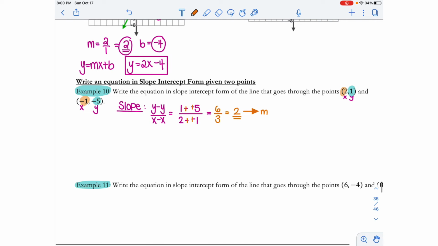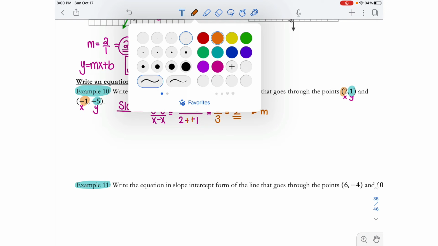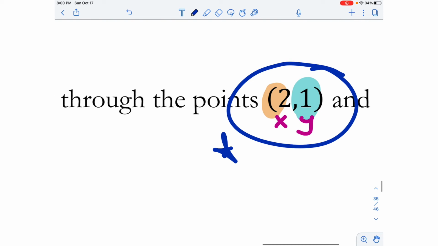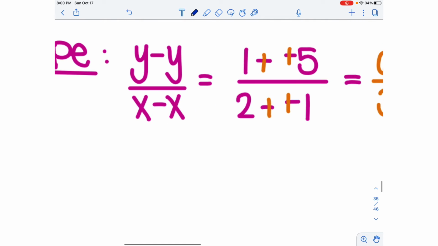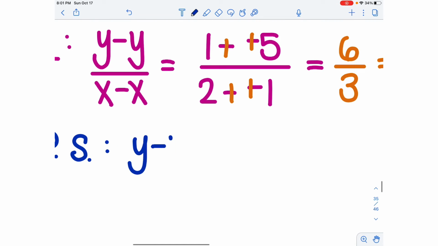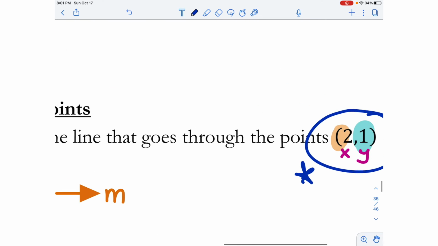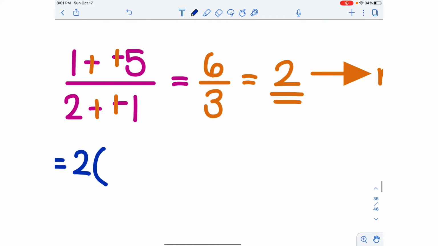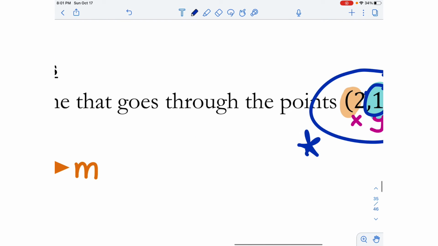The only problem is I don't know the y-intercept of the line. So I can't jump right to slope-intercept form. Instead, I have to start with point-slope form. And to do that, I can choose either one of these points. It doesn't matter which. I'm going to choose the point 2, 1. So this is point-slope form. I'm going to do y minus my y value of the point that I chose, which is 1. Here's the y value. And then the slope is 2, 2 parentheses x minus my x value, which was 2.